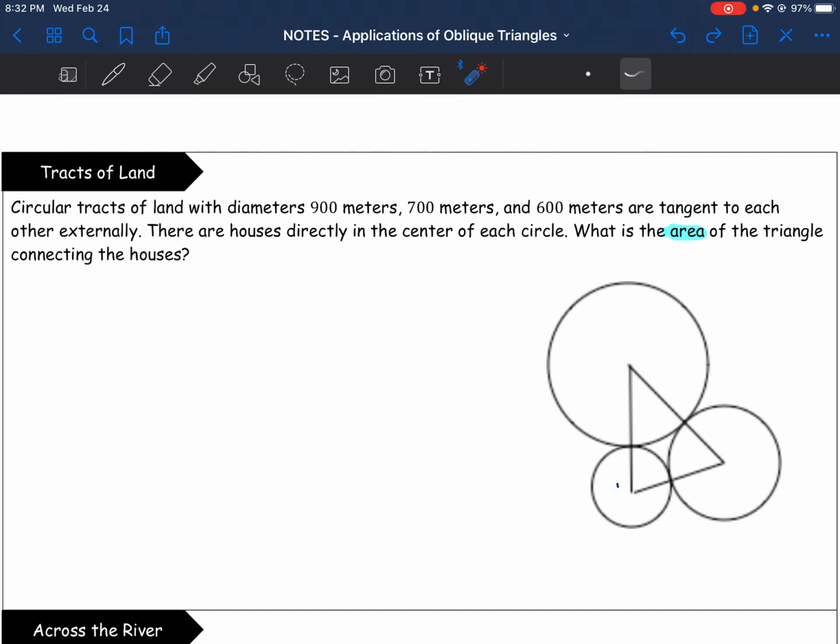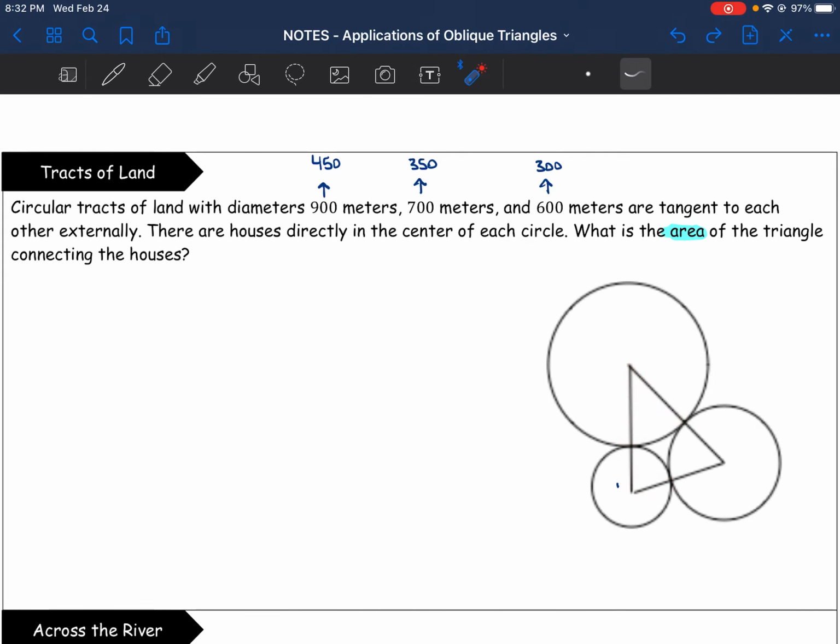This is a pretty interesting problem. Notice it's saying that we have these circular tracts of land with diameters of 900 meters, 700 meters, and 600 meters. The diameter of the bigger circular tract of land is 900. And remember, diameter goes all the way through the circle, through the center. That means this little part of the triangle is going to be half of that diameter, or the radius. So for each of these little pieces, we want the radii of these individual circles.